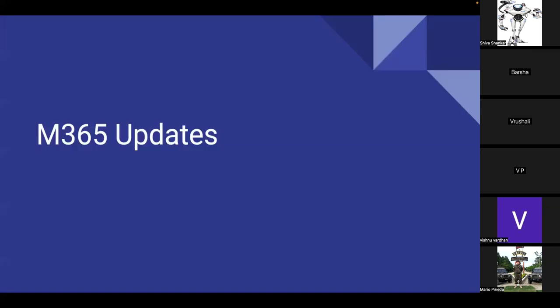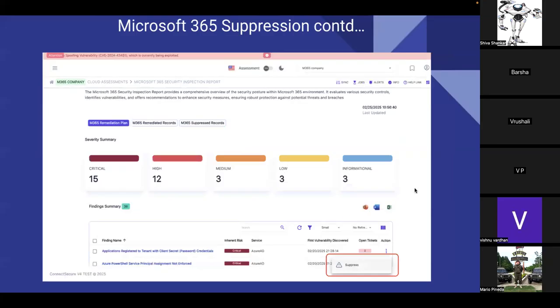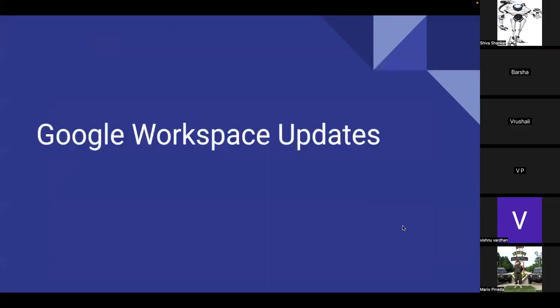Next, I move on to Microsoft 365 updates. We have added the suppression capability for Microsoft 365 Security Inspector as well. As you can see, this is an additional tab, similar to what we have for vulnerability suppressed records. The way it works today is similar to the way it is for other vulnerability suppression. I don't know, my screen is probably getting blocked. Okay, so the three dots drop-down action menu.